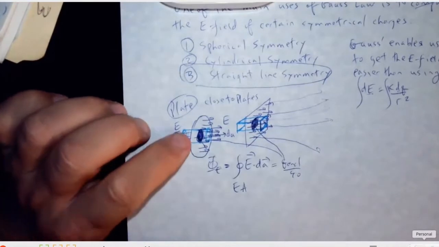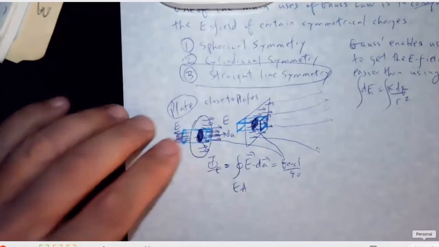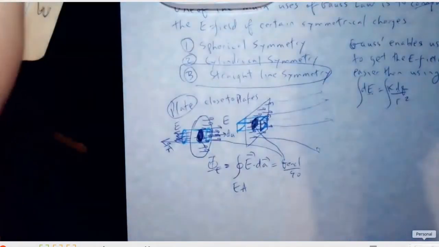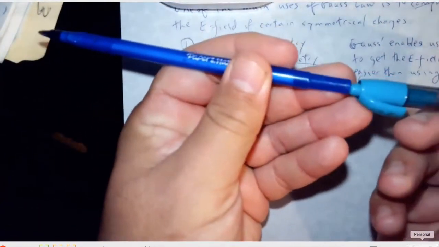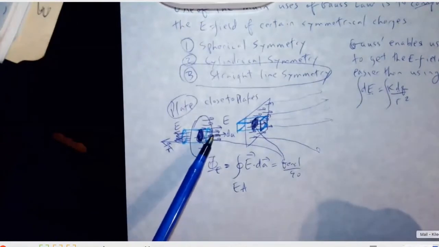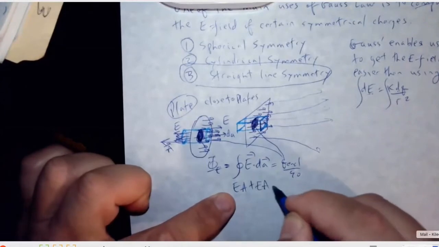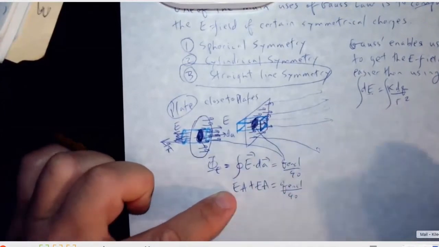You see? So it's not like you have a negative flux and a positive flux and they cancel each other. The electrical field is going this way, left and right, like this, like that. So if the E times the A is positive, this is also positive. So EA plus EA is equal to Q enclosed over E0.